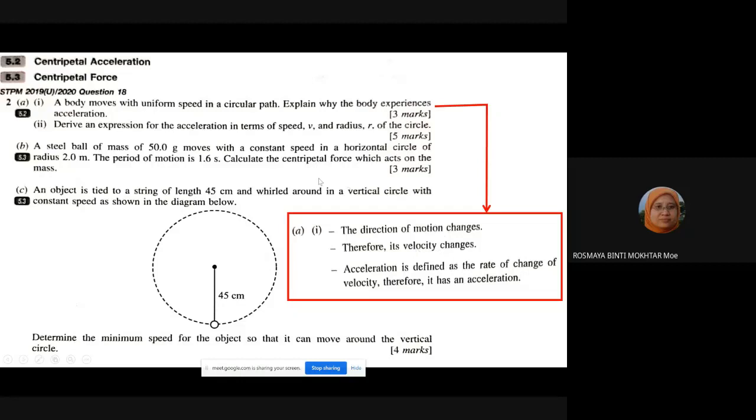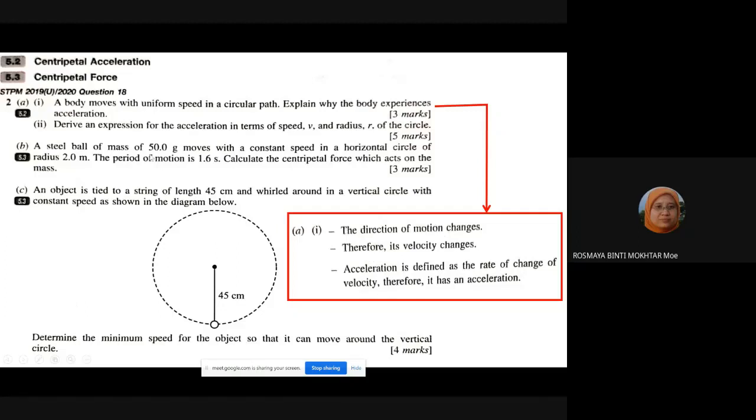Okay, next we go to 2. Another one, 2A here has 3 marks. Be careful, 3 marks. So you must have these 3 points. Refer to the marks here, 3 marks. Then you get a complete answer suitable for the 3 marks.